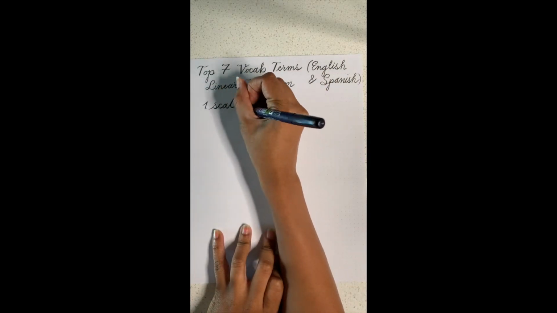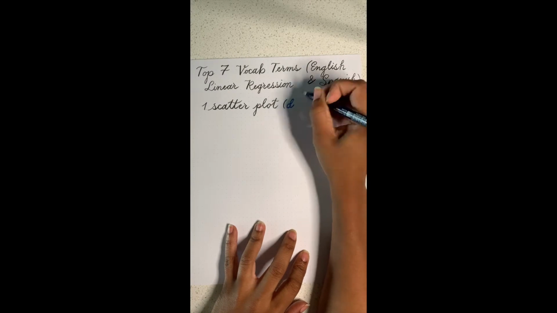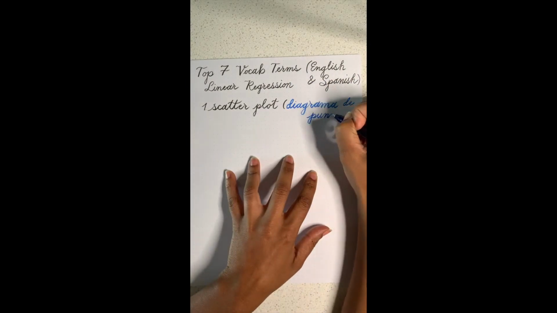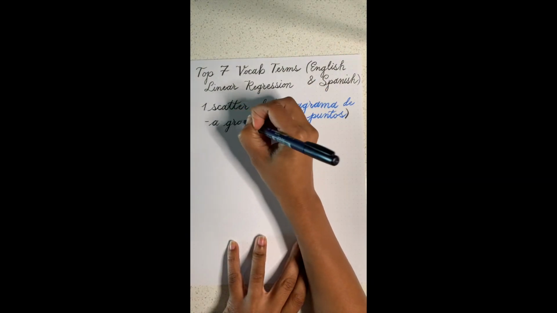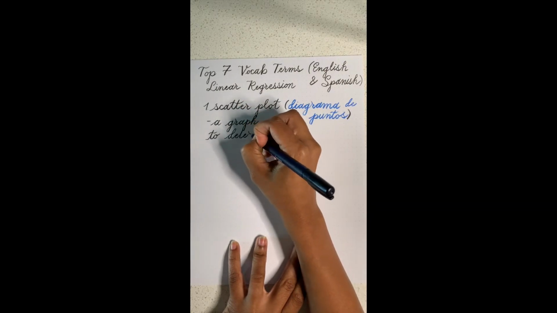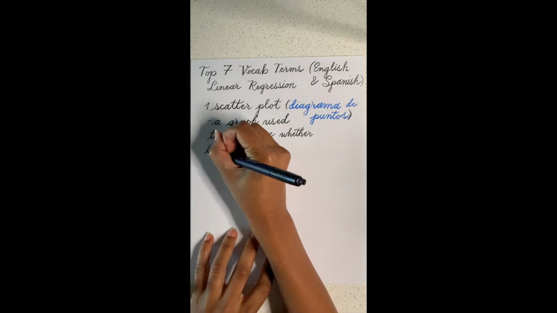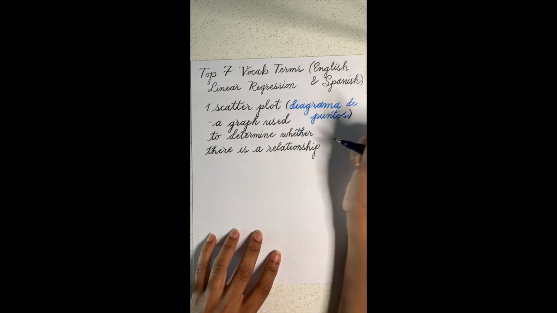The first word that we have is scatter plot, or diagrama de puntos. So it's a graph used to determine whether there is a relationship between paired data, or un gráfico usado para determinar si hay una relación entre data emparejada. So you could think of paired data as X and Y, or in more concrete terms, you could think of it as something like the amount of hours you study versus the grade that you get on the test.